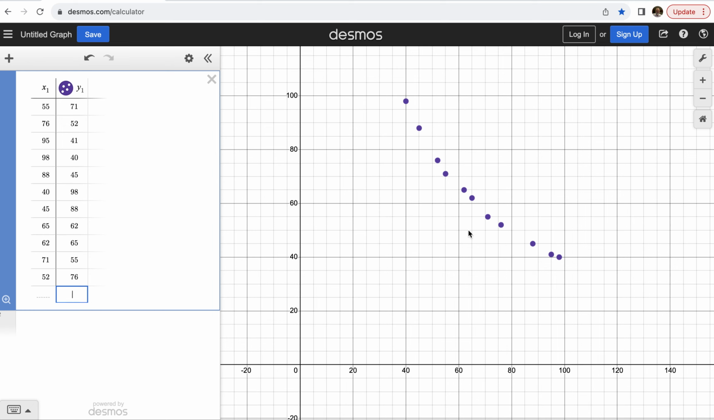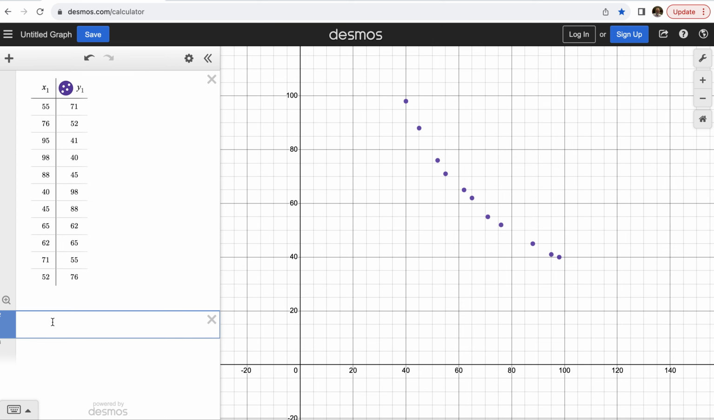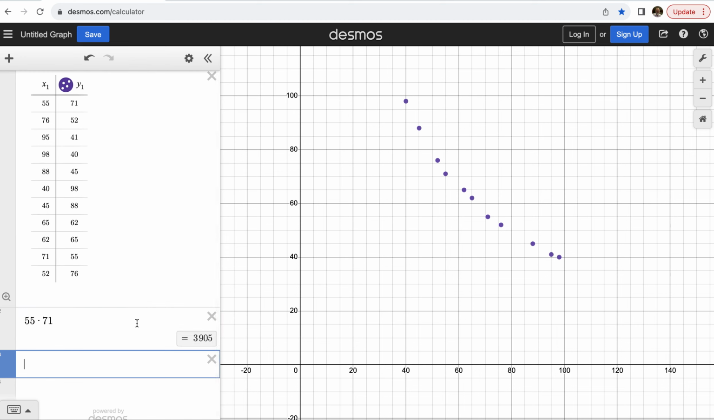Okay, and so we're getting another one of these curves. And the equation probably should be just whatever these multiply to be. So if I went down here and said, what does 55 times 71 equal? 3905. So probably it's xy equals 3905 or thereabouts. That fits pretty close.